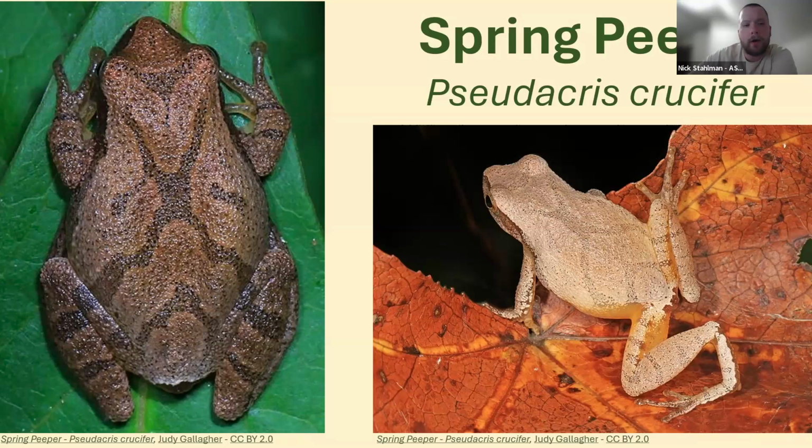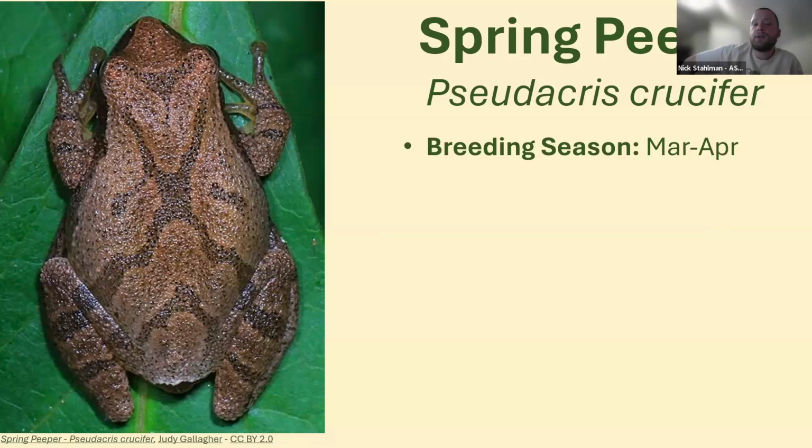But our next frog is the spring peeper, Pseudacris crucifer. Pseudacris is Greek for locust-like, and crucifer is Latin for cross, which we'll see why in a second. These are some of the first to breed. So they will actually start breeding as early as March in our area, even earlier further south. And they are small. They are only about an inch in length.